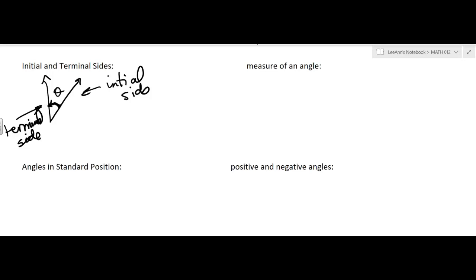Okay. So a lot of times we want to talk about the measure of an angle. So the symbol for that is the measure of angle A. Okay, so then here's an angle. Let me put arrows on that. So maybe this is angle A. And then we have the initial side here, and the terminal side over here. Okay?